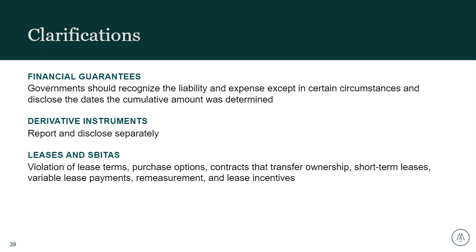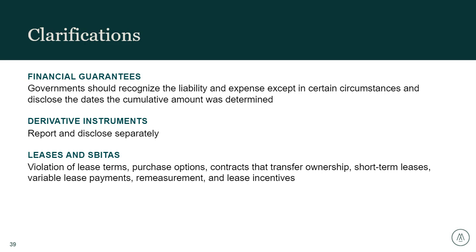think of statement 53 that provides that standard. What the GASB was seeing was that there were some other type of derivative instruments out there that were outside of the scope, so they're trying to capture that. And what this omnibus says is that there's three things that need to be followed for these other derivative instruments.